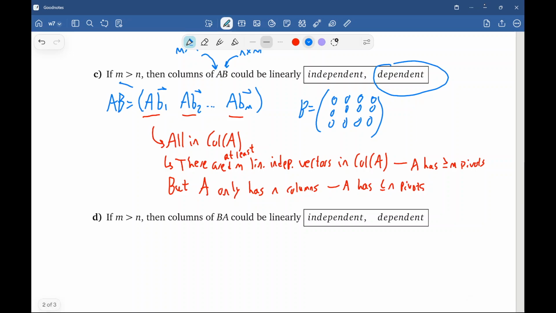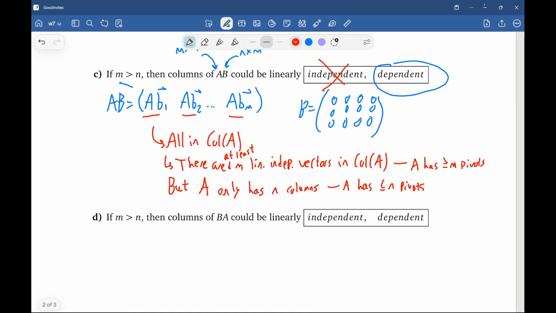Let's say m is 2 and n is 1. I can't have more than 2 pivots and less than 1 pivot. So this is just going to be impossible. So they can't be linearly independent. If they were linearly independent, our matrix A would have too many pivots.